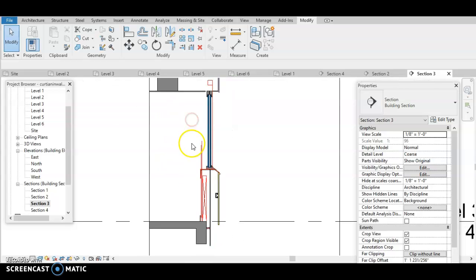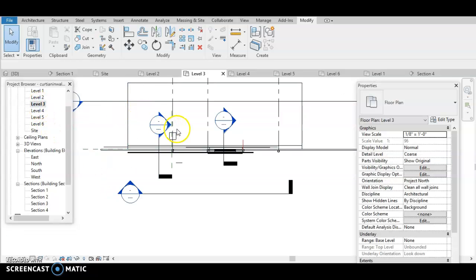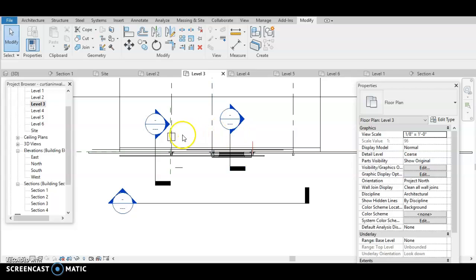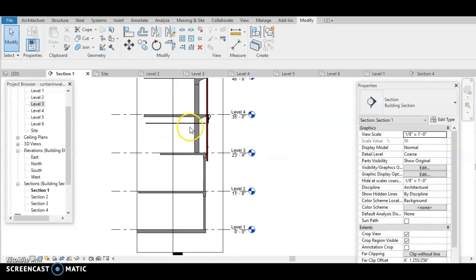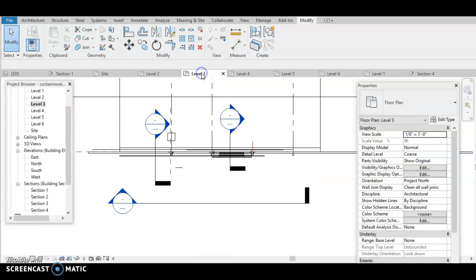So here you can actually see what I have, and I'm just going to go through 3D so you can actually see the components here. Now I'm just going to cut a section. I'm going to go to level 3, and I'm going to look at this section this time. In this section, I am focused more on my vertical frame. Going back to the 3D.